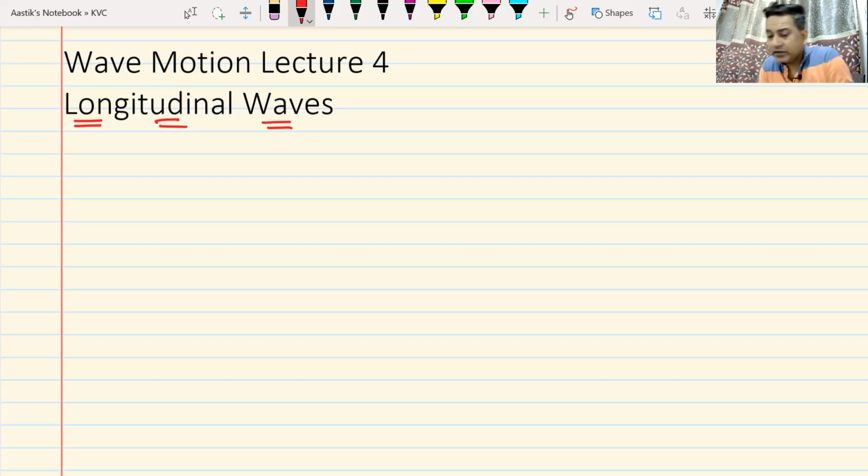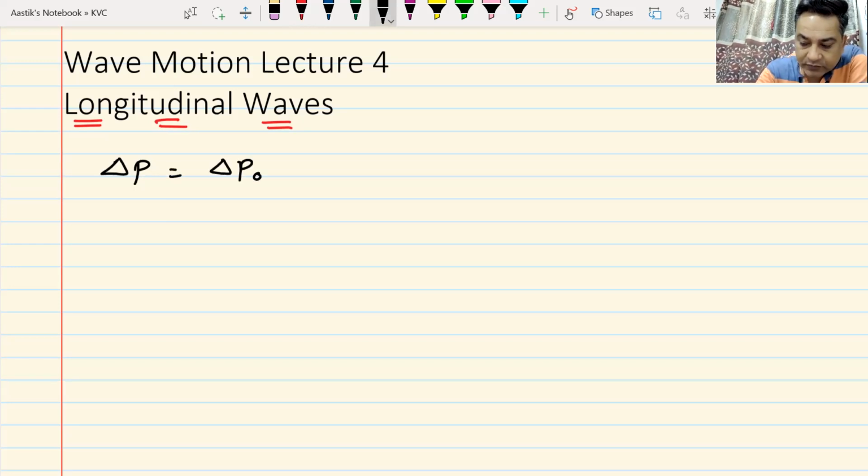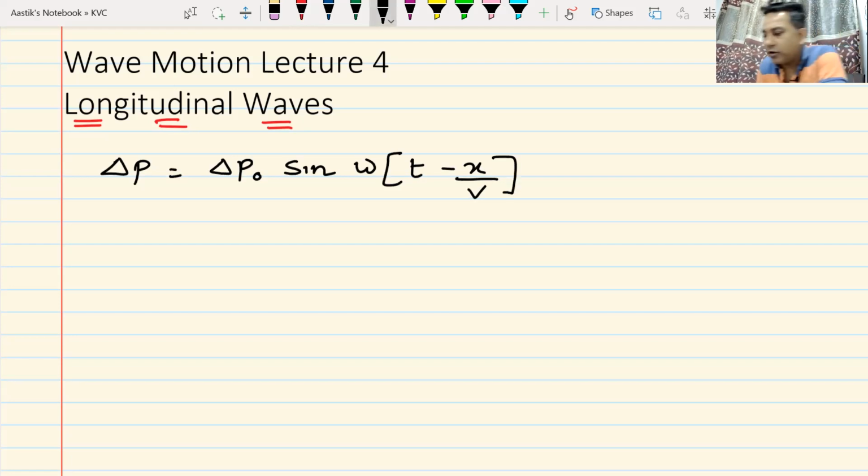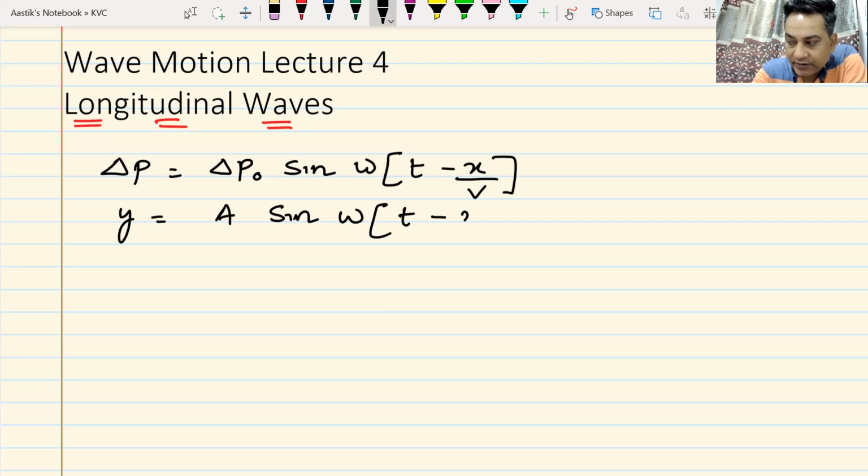We have also seen the equation for a longitudinal wave, and we write that equation in this form: delta P is equal to delta P naught into sine of omega into (t minus x by v). It is exactly in the same form as we had written for a transverse wave. The only thing is, in transverse wave, we have written it like this: y is equal to A sine omega (t minus x by v). Here y was the displacement from the mean position.